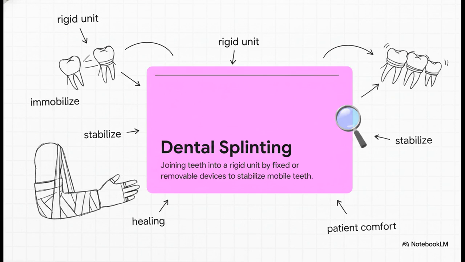Basically, a splint is just an appliance used to immobilize injured or diseased parts. Think of it exactly like a cast on a broken arm. It locks things down so healing can happen, and it gives the patient some much-needed comfort.